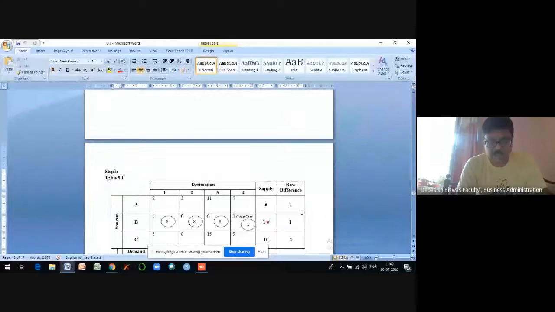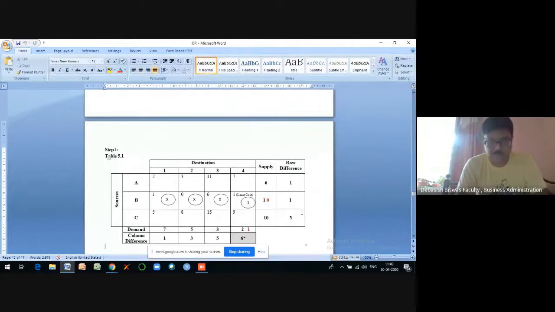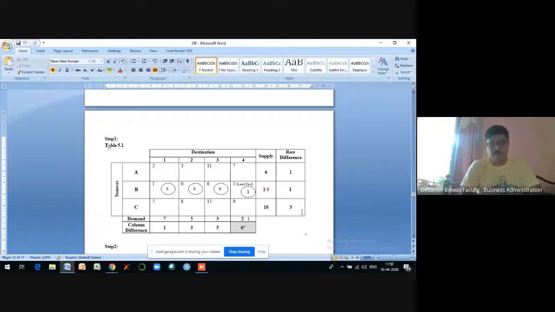Whatever discussions I had with you just a few moments ago has been represented in this table. What are you observing? 1, 1, 3. And here we have written 1, 3, 5, and 6. So note it down in your copy. Otherwise, it will be very difficult to understand from the figure in the study material.